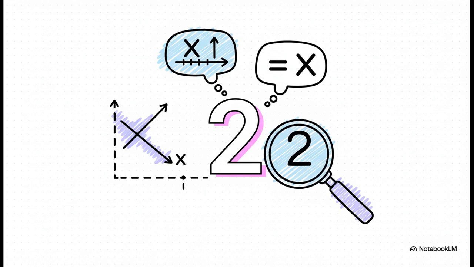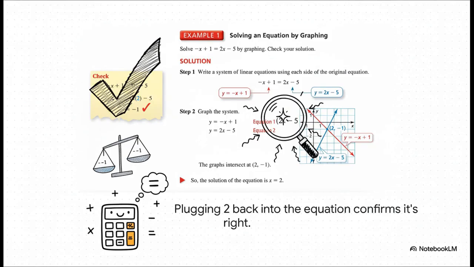We're done. But, we gotta be sure. Is it really right? Let's do a quick check. If we plug 2 back into that original equation, on the left side you get negative 2 plus 1, which is negative 1. Okay. On the right side you get 2 times 2, which is 4, minus 5. Also negative 1. Negative 1 equals negative 1. It checks out perfectly. The graph didn't lie.